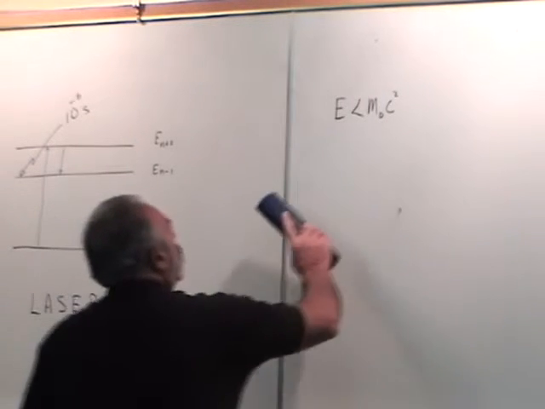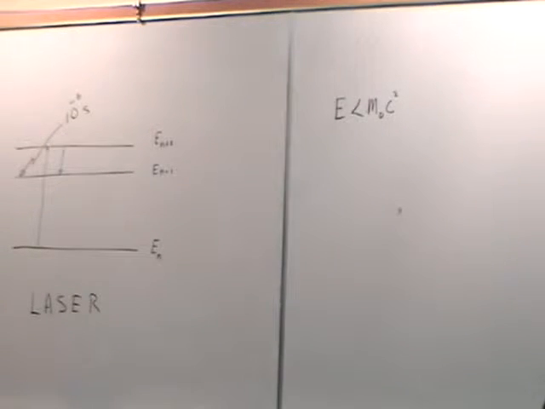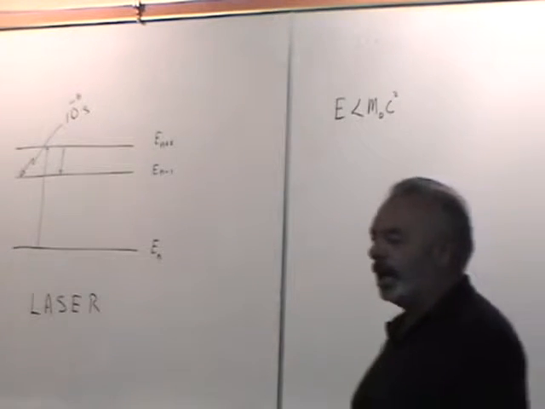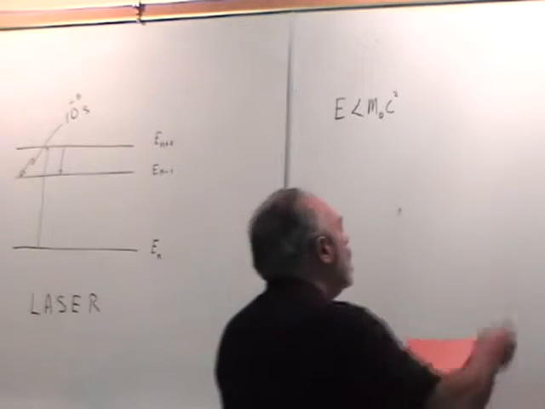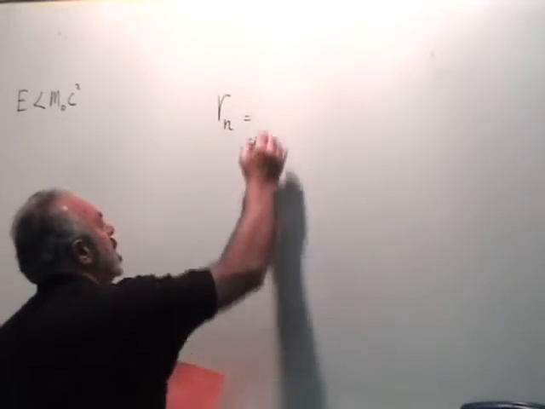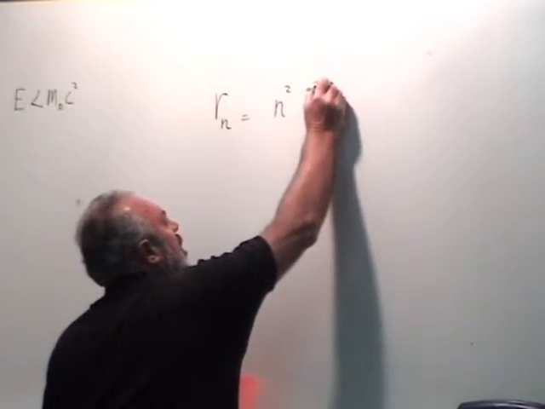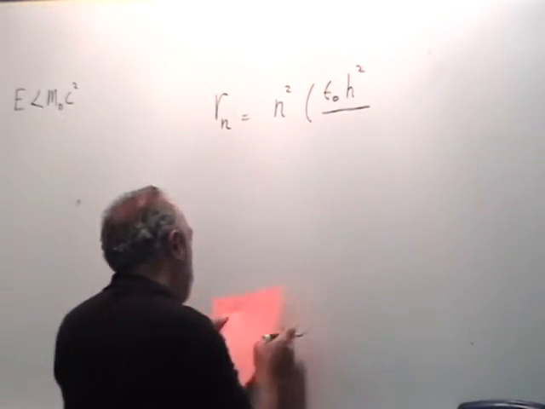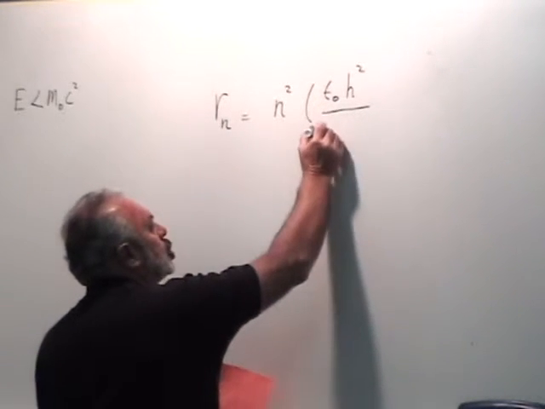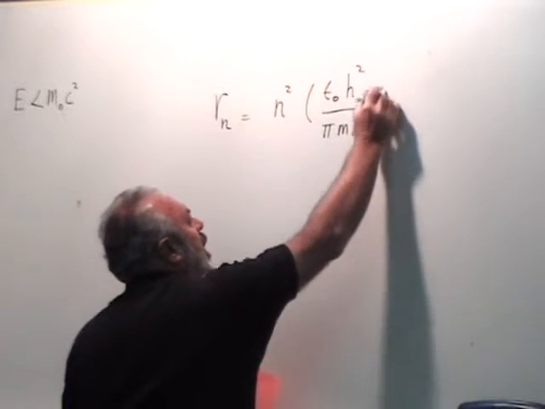I did it really from the information that we had primarily on the Bohr model of the hydrogen atom handout, whereon you find that the nth radius is given by n squared times the quantity epsilon naught h squared divided by pi m z e squared.